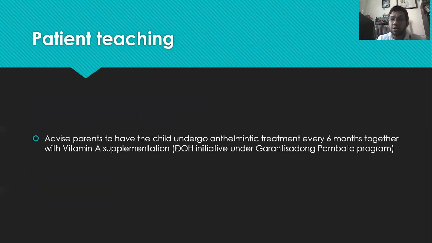Like I mentioned earlier, advise parents to have the child undergo anthelmintic therapy every 6 months. Usually that is done in April and October, together with vitamin A supplementation. So that is under the Garantisadong Pambata program, or the GP program under DOH. So that's it, class, with regards to those different types of chemotherapeutic agents.